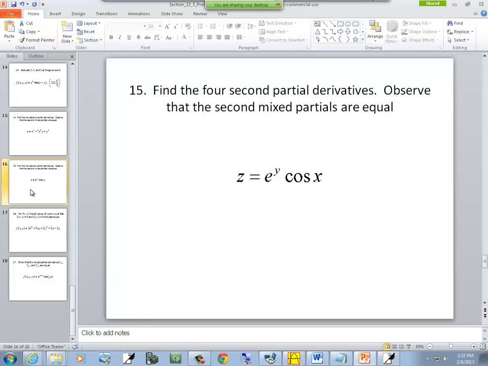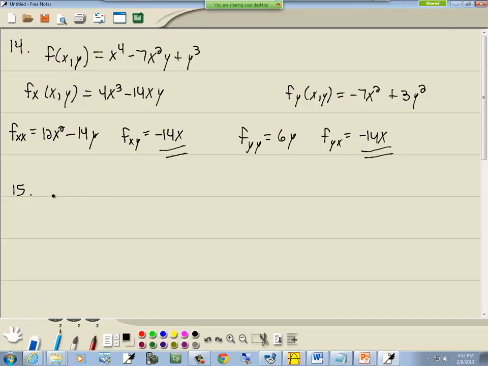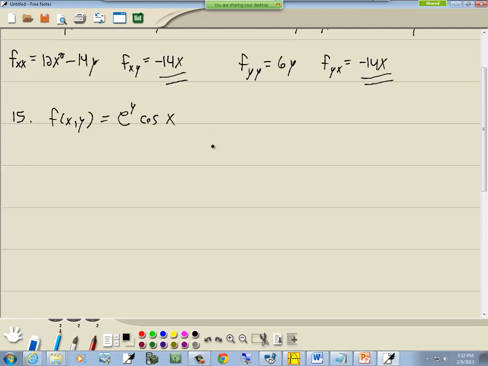So we can take a look at our next one. And again, I'm going to use this notation because I like it better. It kind of self-documents. So e to the y cosine of x. And we want to find our first partials. So I'll take the partial with respect to x. Now the e to the y is just a constant, so that just stays out in front. The derivative of cosine x is negative sine x. So we'll have negative e to the y sine x.